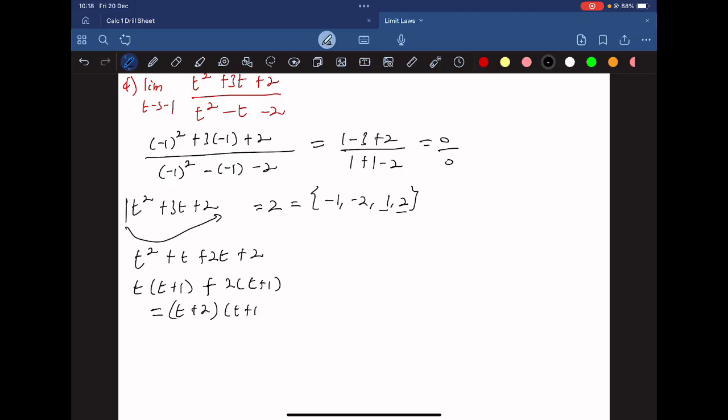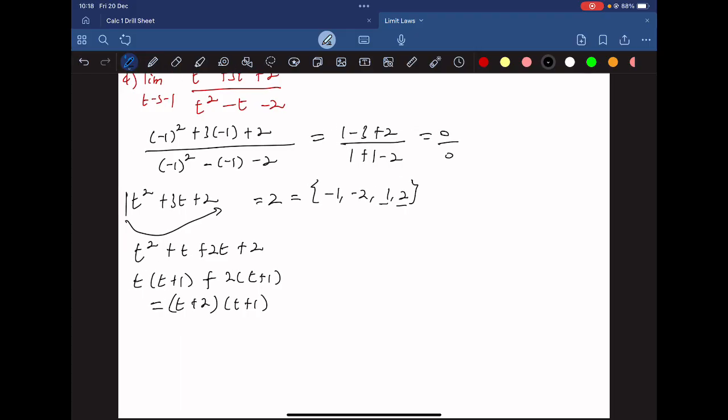Let's factorize the denominator as well. We have t squared minus t minus 2. So doing the same thing, this is 1, right? So you multiply by this, we have negative 2. So positive and negative, right?